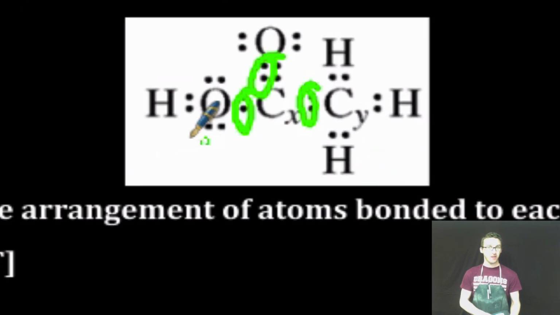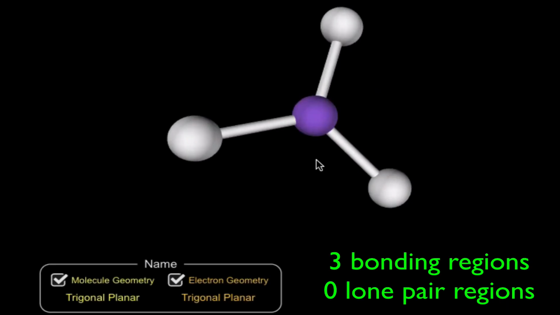All you gotta do, count up the total regions of electron density. About carbon X, that's 3 regions of electron density. Doesn't matter if it's a single bond, double bond, triple bond, or lone pair, they all count as a single region. And 3 regions of electron density, none of which are lone pair regions, lets us know that the molecular geometry here is trigonal planar. Boom. Flat triangle.